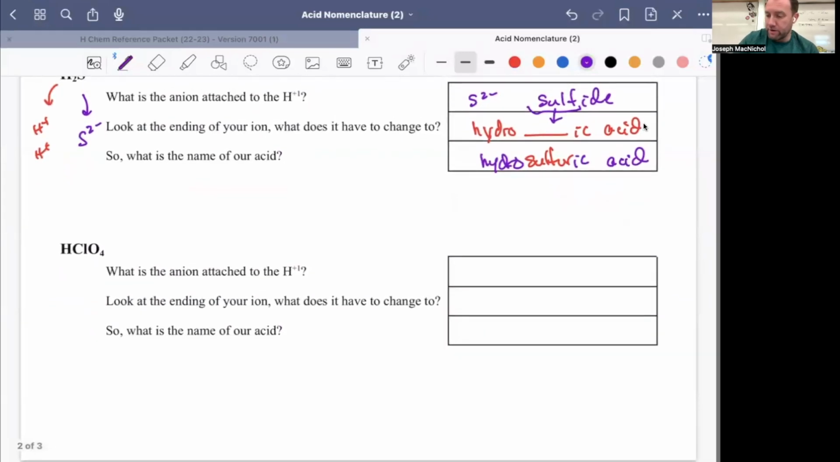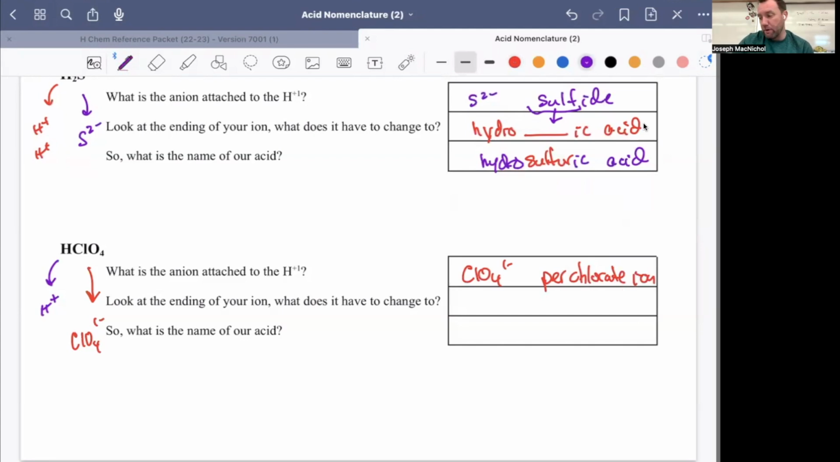One more down here. Again, we're going to break it up into the proton that comes off and whatever the negative anion is, ClO4 with a 1 minus charge. What is that ion? Well, if you don't have it memorized, you look on your reference sheet and we see it looks a lot like chlorate, but with one oxygen more. So this is the perchlorate ion.